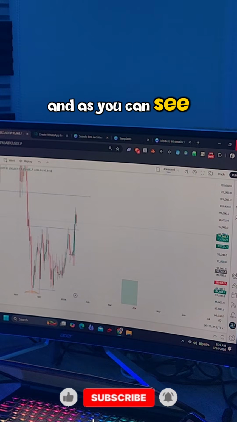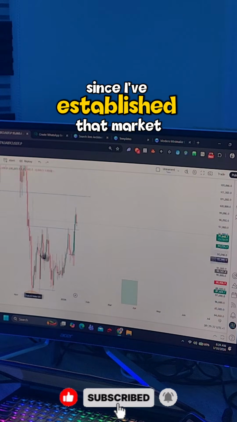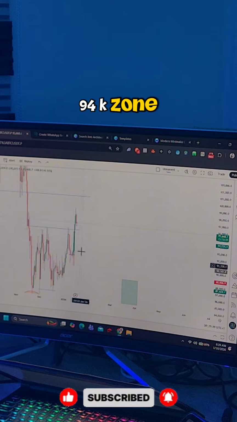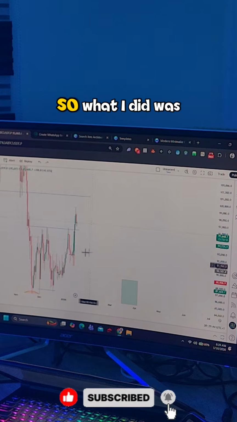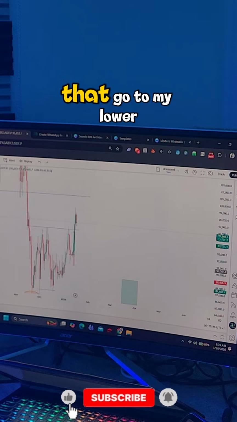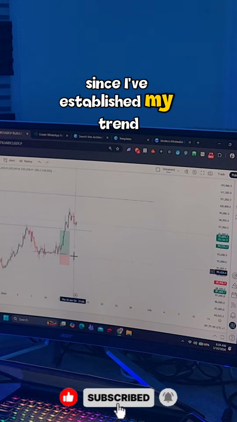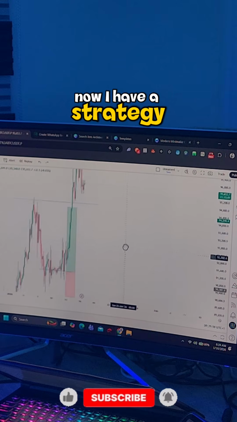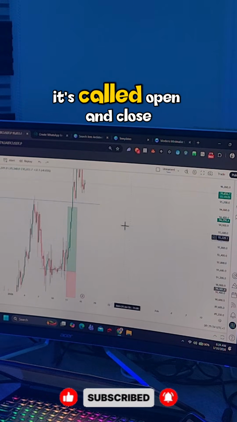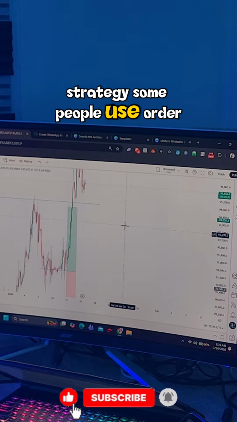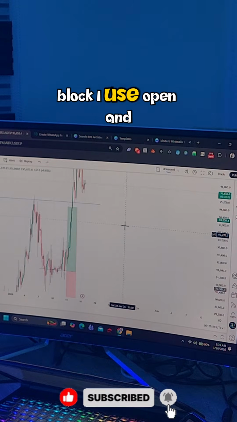And as you can see, since I've established that the market is going to come to the 94k zone, all I need to do as a trader is look for my long entry. So I go to my lower time frame since I've established my trend. Now, I have a strategy that myself and our students use. It's called the open and close strategy. Some people use order blocks, but I don't use order blocks. I use the open and close strategy.